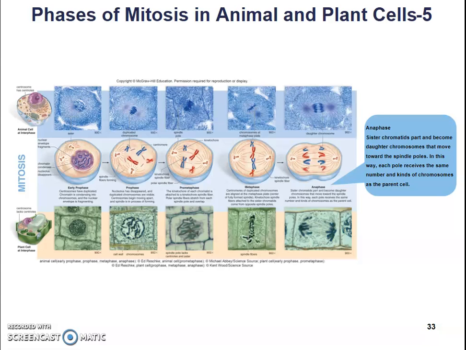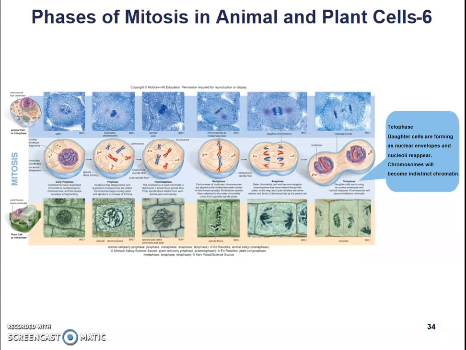When this goes wrong, that's when we get conditions like Down syndrome, because the chromosomes didn't separate properly. Now, that would have happened in a sperm or egg cell, which would actually be happening in meiosis, but it's a similar process.